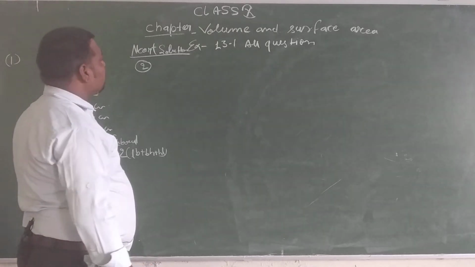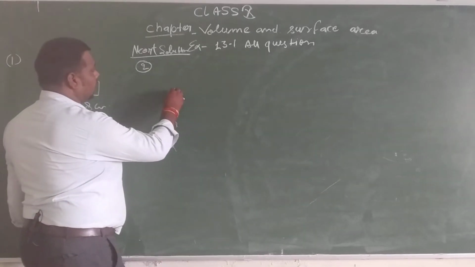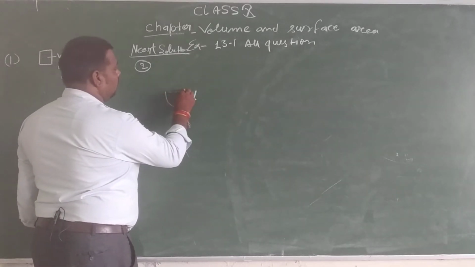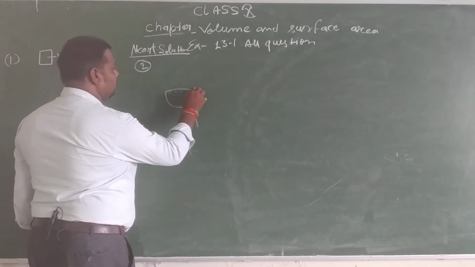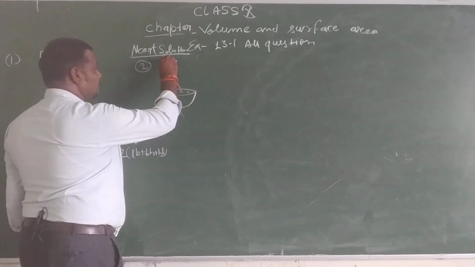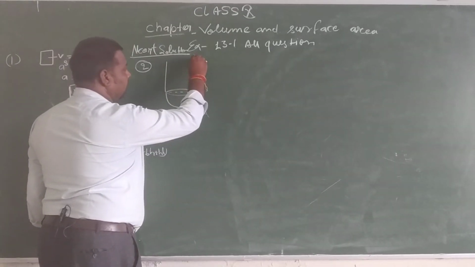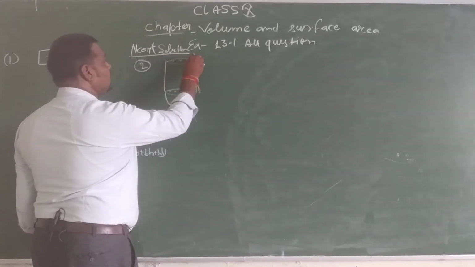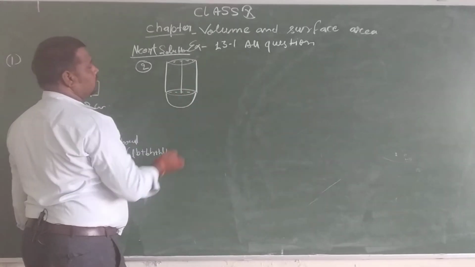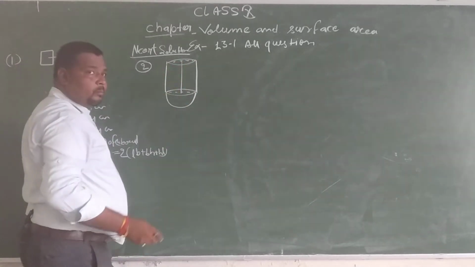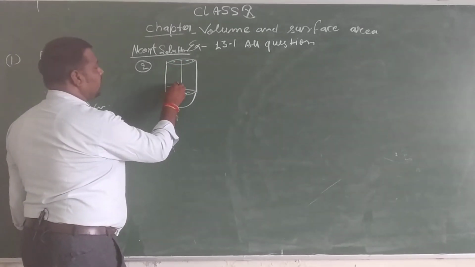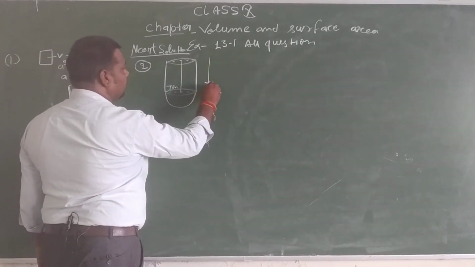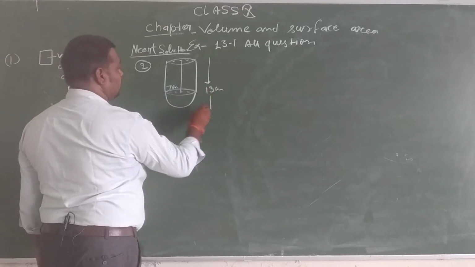Friends, now in second number question, there is a hemispherical bowl. A vessel is in the form of hemisphere surmounted by a hollow cylinder, and the diameter of both hemisphere and cylinder are same. Diameter is given 14, that means radius is 7, and the total height of the vessel is 13 centimeter.